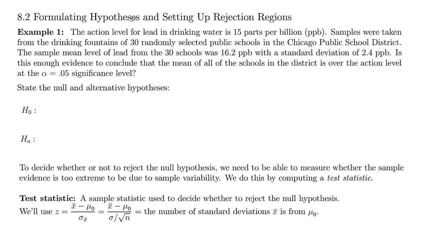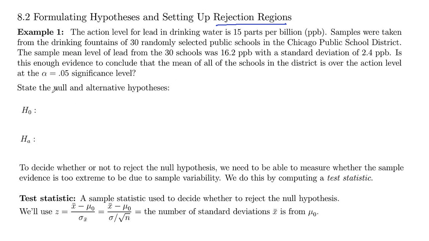So the next step in hypothesis testing is setting up what we call a rejection region. That's where the sample statistic, the test statistic, is too extreme to be due to chance. So let's go back to our example 1 on the action level for lead.